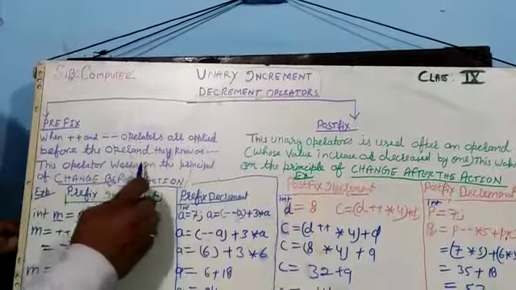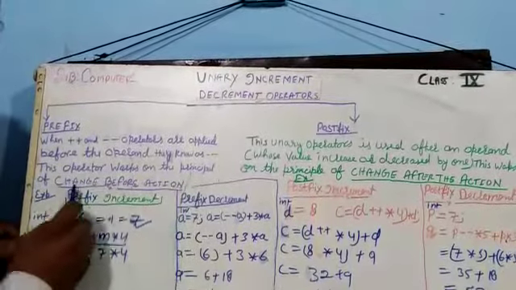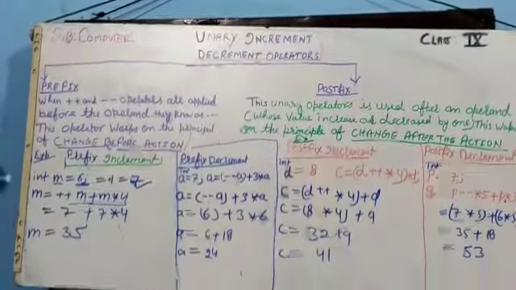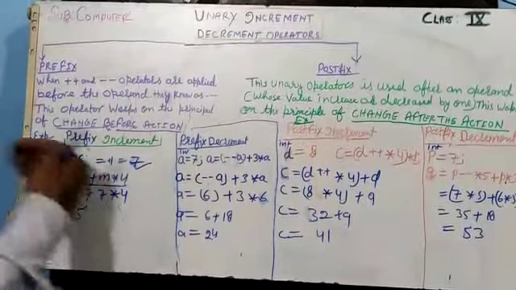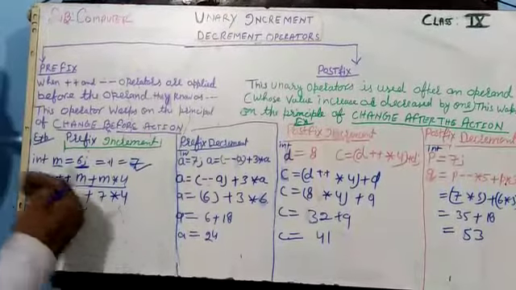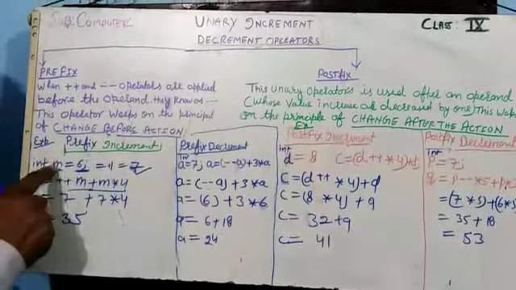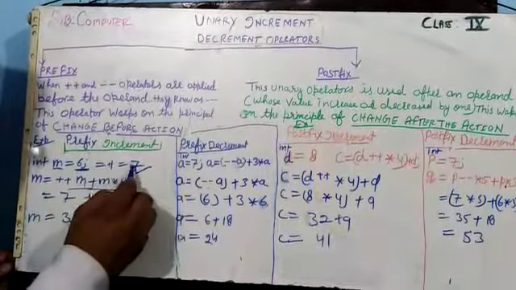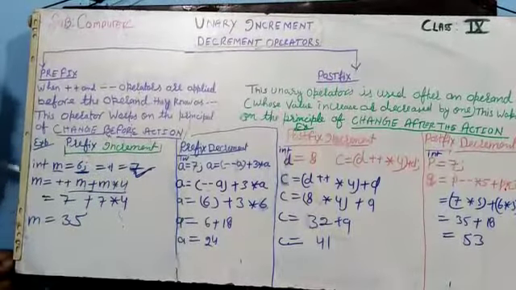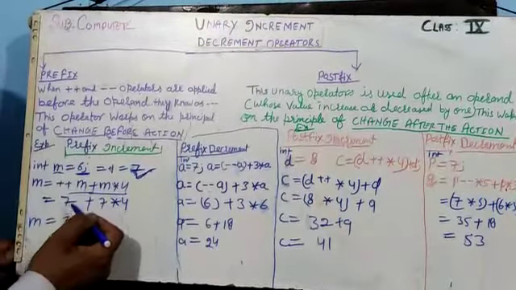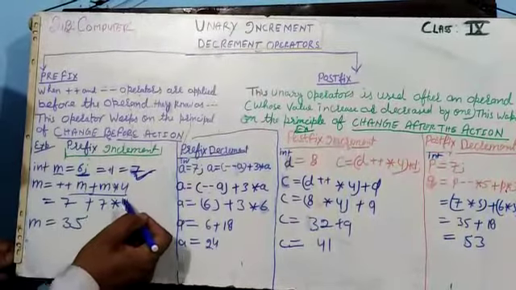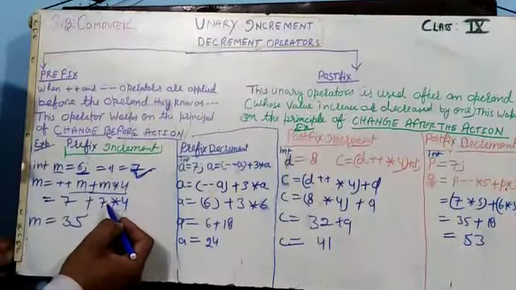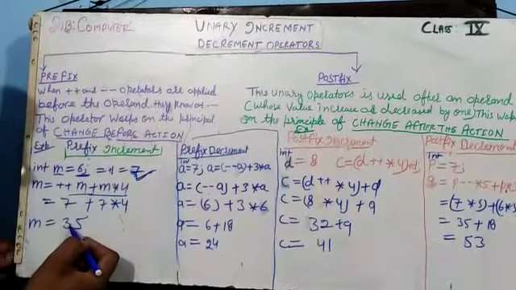Now this operator works on the principle of changing before the action. Means before the calculation of this expression, we have to change the value, increase by 1. The m is 6, so we add 1, and the value of m will now be 7. So the value of m is 7 plus 7 multiplied by 7. Then 7 multiplied by 4 is 28, plus 7 is equal to 35.